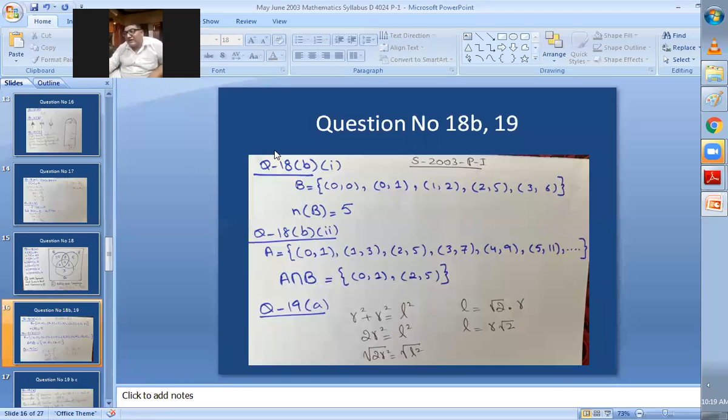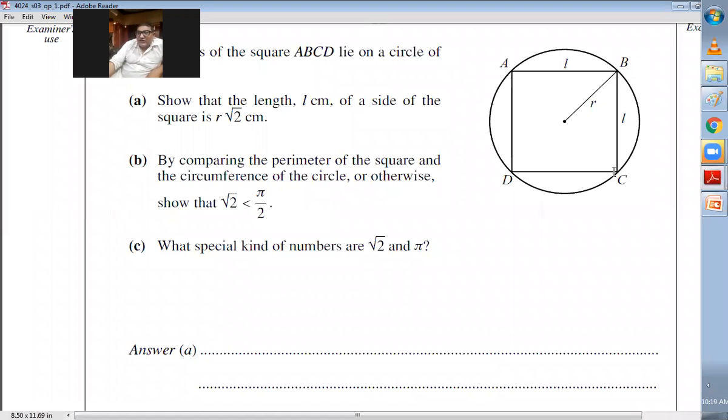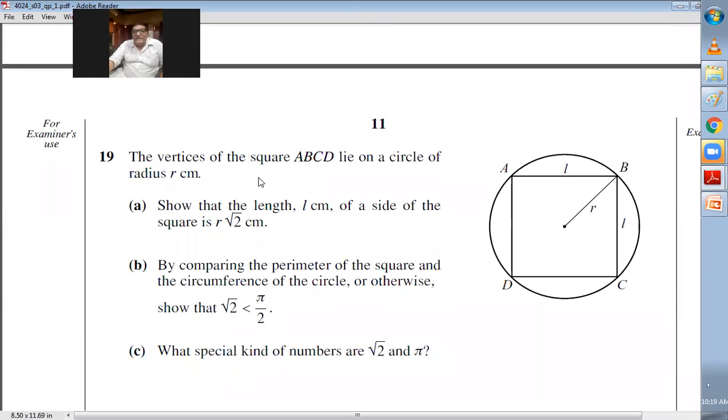I hope you have understood the logic I was trying to explain. These are equal chords, and equal chords subtend equal angles at the center. So these are 4 equal chords. When I bring them to the center, I will have 4 equal angles, and their sum will be 360, a complete cycle. So each angle will be 360 divided by 4, and each angle will be 90 degrees. So that is the A part. We are done with the A part.